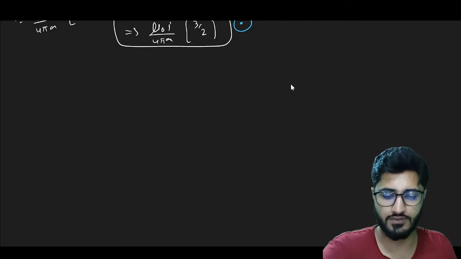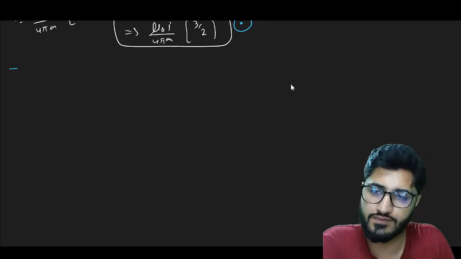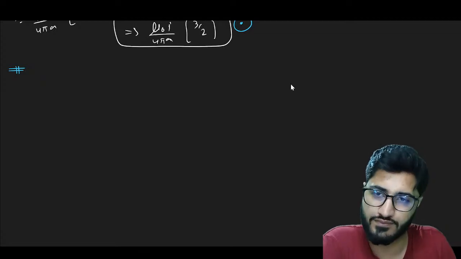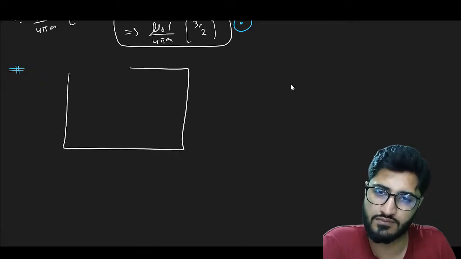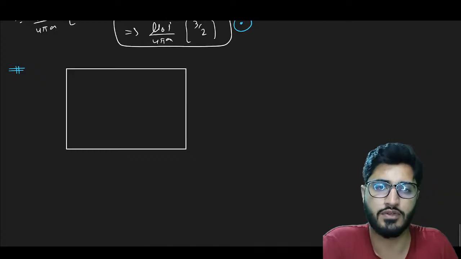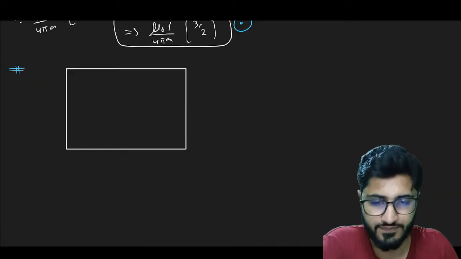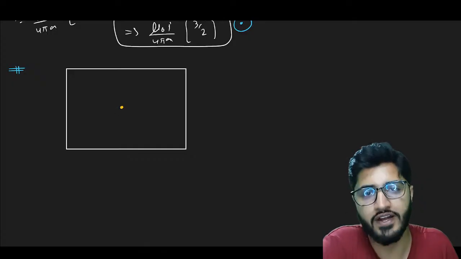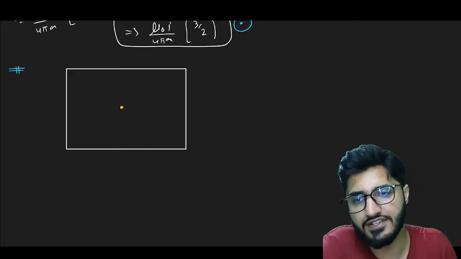Okay. One more numerical. If we have a square, it's a square. Done. And here, now here at the center, I need to find the magnetic field. Length is A. Current I is flowing.